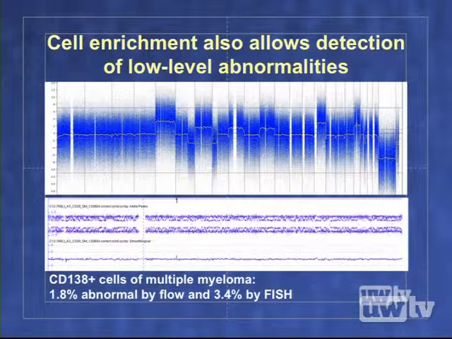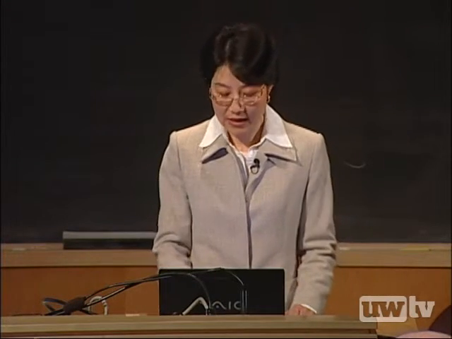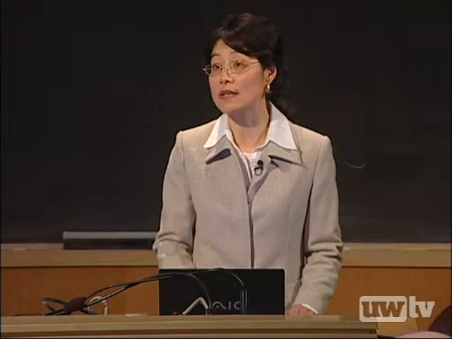Here's an example, with the collaboration of Dr. Heimfeld in the cell therapy lab at CCA. We were able to enrich the CD138 positive plasma cells from a multiple myeloma patient, and it allowed the detection of a very low level of abnormality. The flow and FISH were both showing less than 5% of the abnormal cell population. However, when we enrich these, you can see unequivocally a lot of gains and losses of chromosomes.